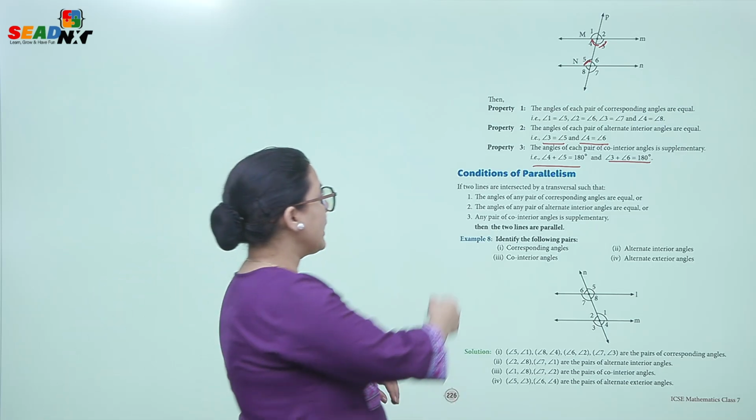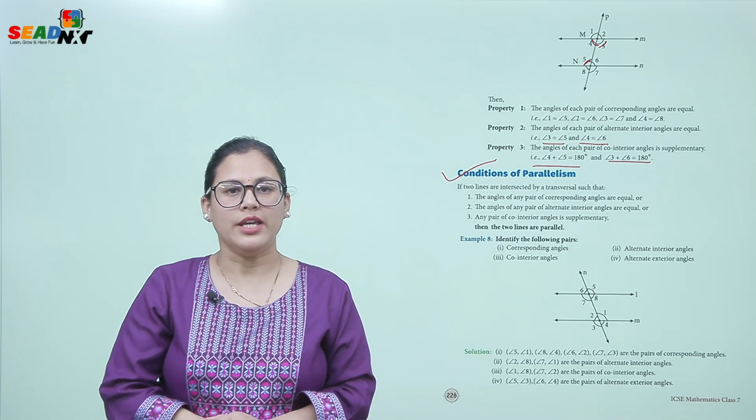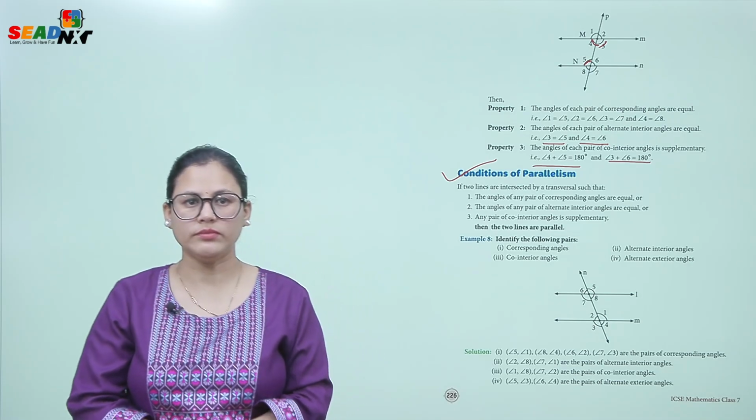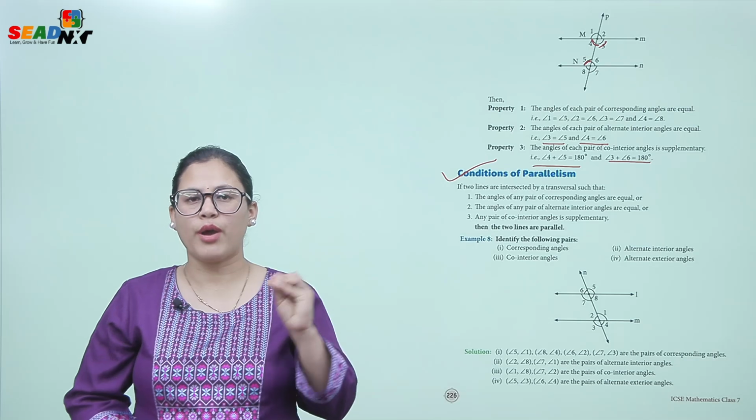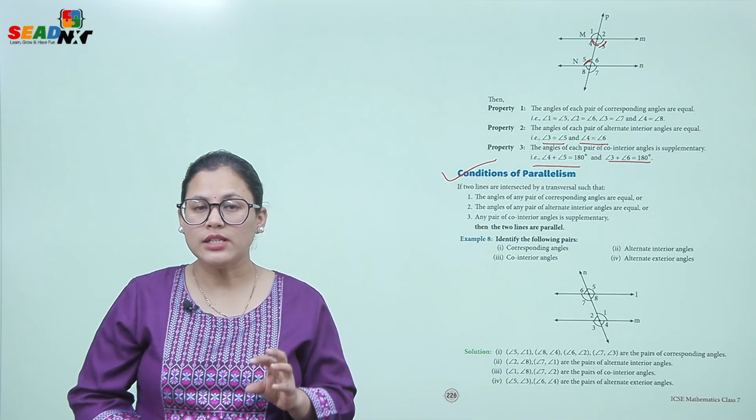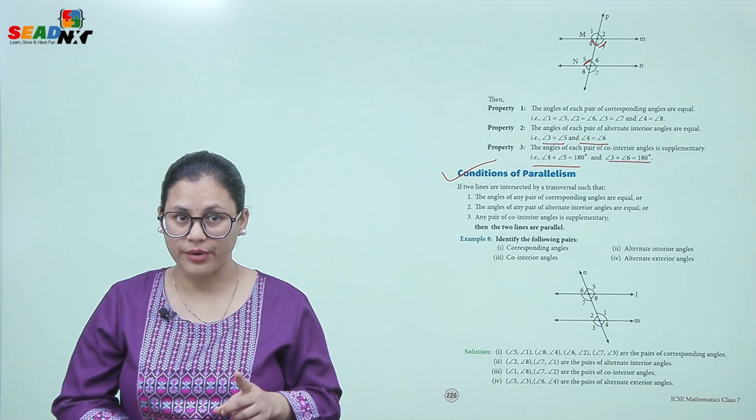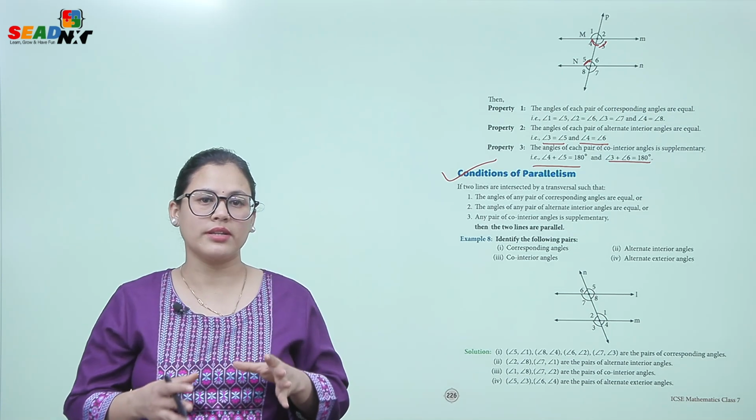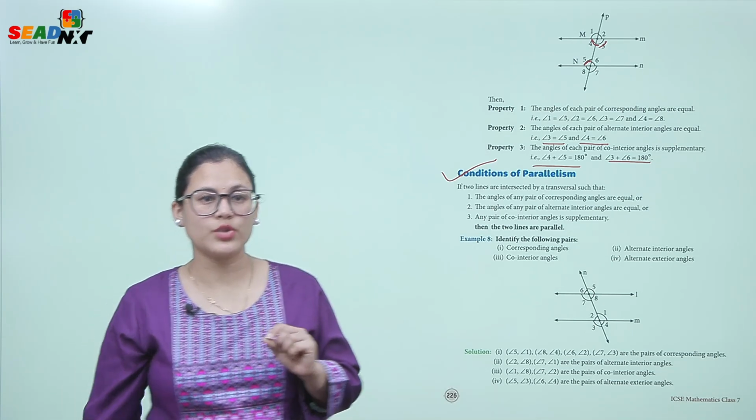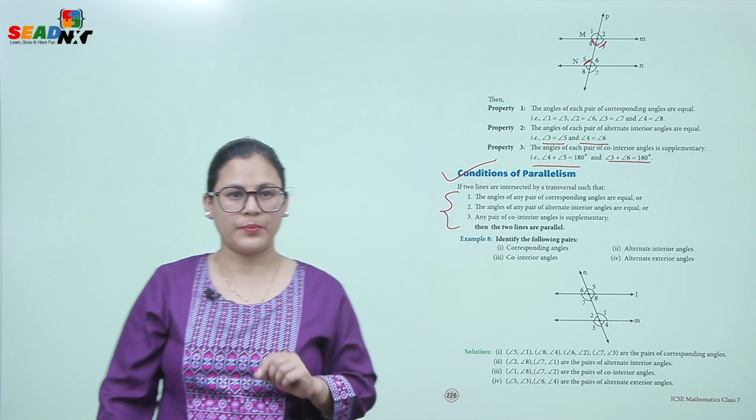Now, conditions. What are the conditions of parallelism? If two lines are intersected by a transversal such that, number 1, the angles of any pair of corresponding angles are equal, or 2, the angles of any pair of alternate interior angles are equal, or 3, any pair of co-interior angles is supplementary, then the two lines are parallel. So these are the conditions of parallelism.